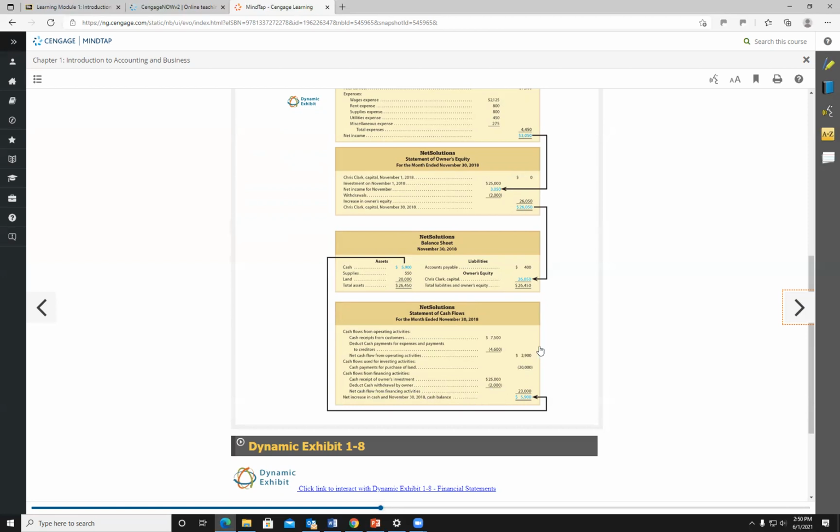So we have $2,900 net cash flow from operating. We had a negative outflow of cash for investing when we purchased land. And then we have a net cash flow of financing activities of $23,000, which then if we took the difference of all three and add them up, our cash balance equals $5,900, which ties back to our balance sheet.